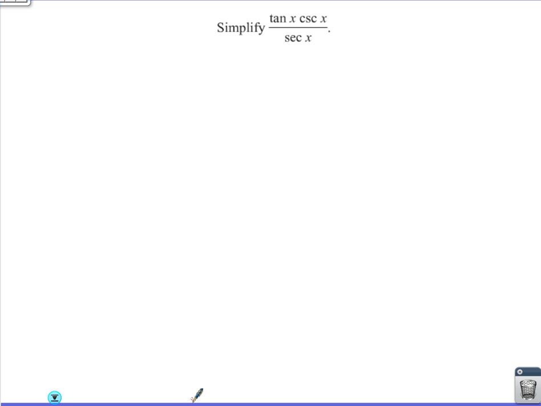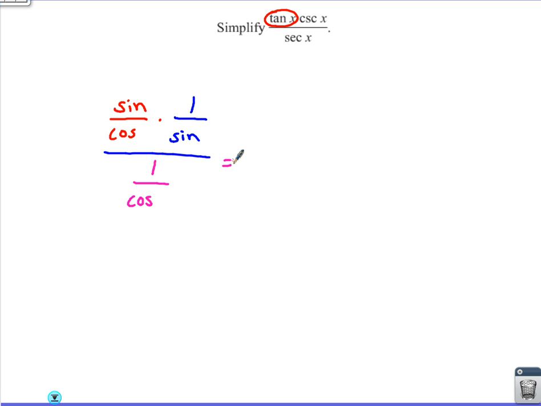Tell you what, take a little bit of time, try that one around. Michaela, the first one, tangent x. What'd you turn it into? Sine over cosine. Good. So we have sine over cosine times, Michael, what'd you turn cosecant into? 1 over sine. All over, and then on bottom we've got secant. Drake, what'd you turn secant into? 1 over cosine. And now it's just cleaning all that stuff up.